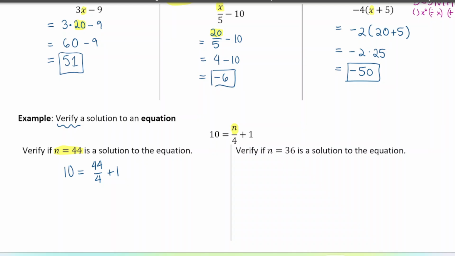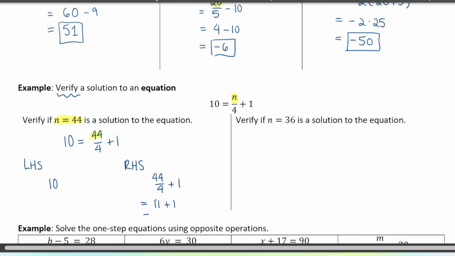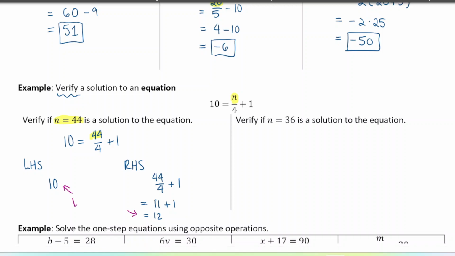Okay, so I'm going to look at the left-hand side of the equation here. The left-hand side of the equation is just 10. LHS stands for left-hand side. And the right-hand side of the equation is 44 over 4 plus 1. If those are equal to each other, then we know we have the right solution. Okay, so 44 divided by 4 is 11. And 11 plus 1 is 12. These are not the same. 10 is not equal to 12. Left-hand side does not equal right-hand side. So n equals 44 is not a solution.